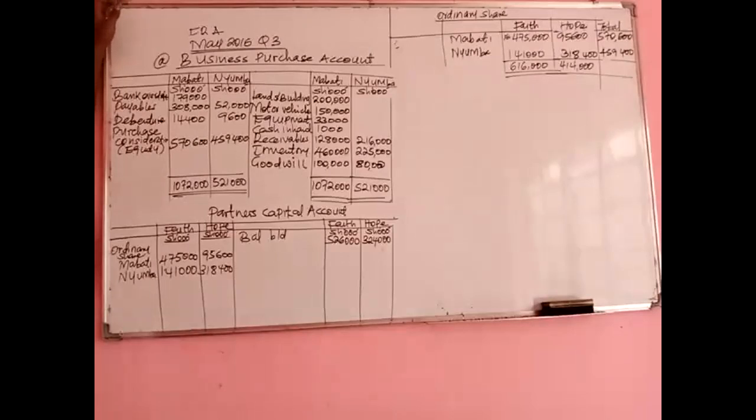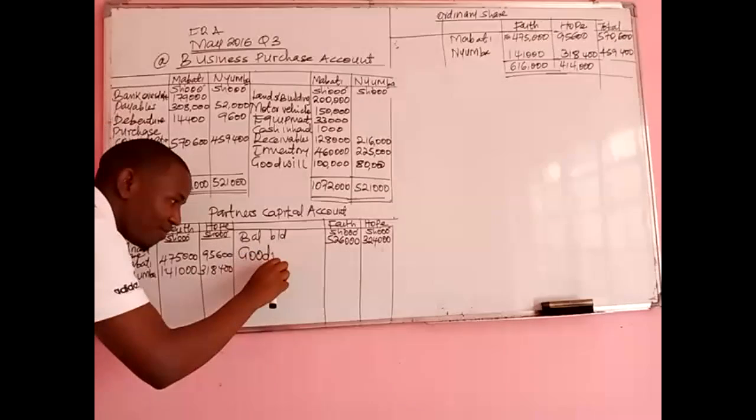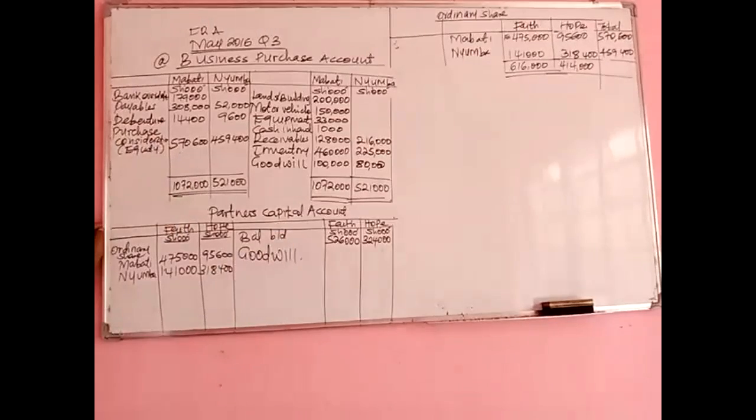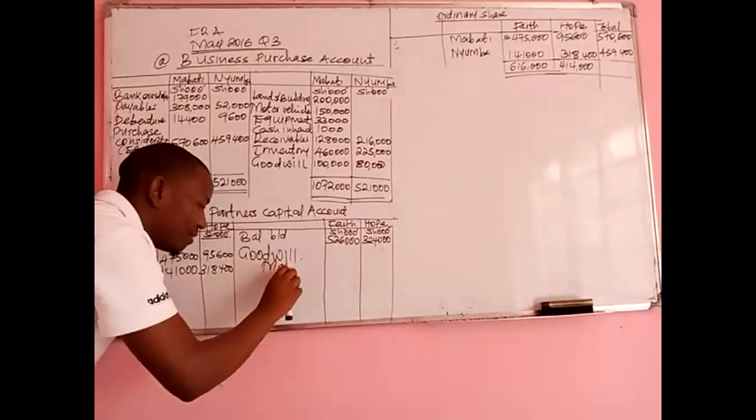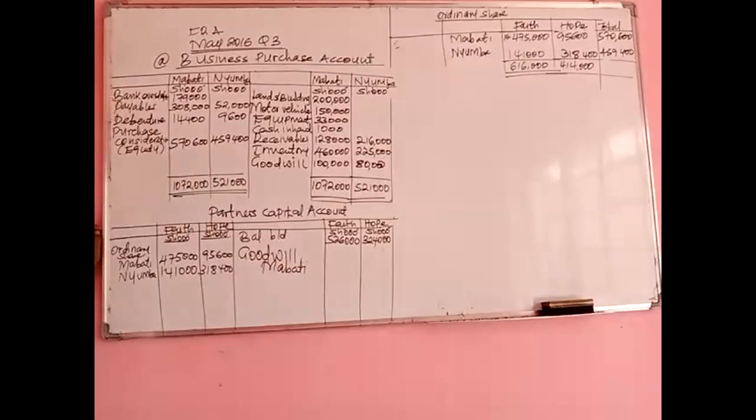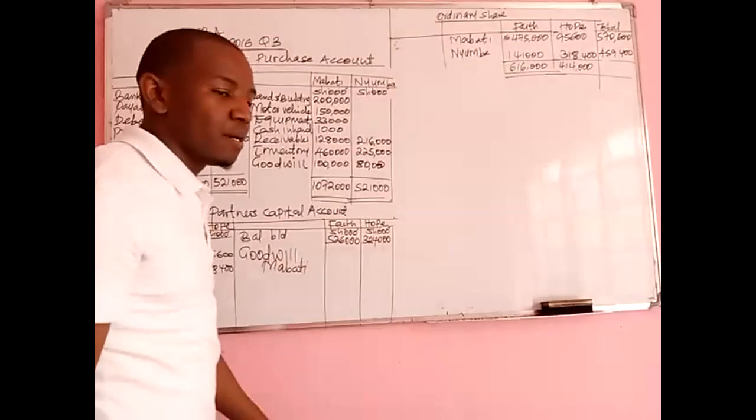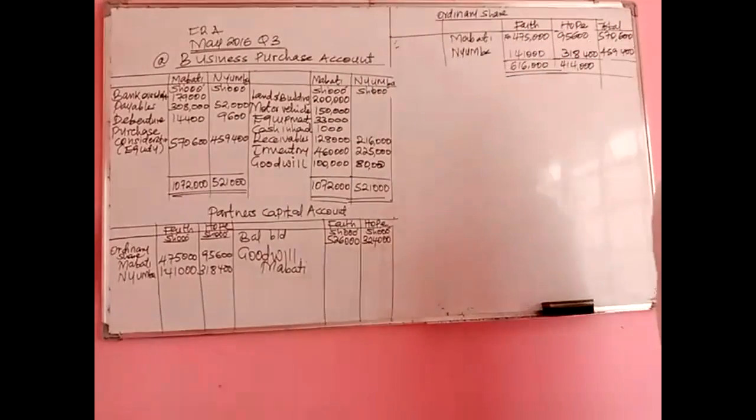Now, in partnership, when there are changes in partnership, the goodwill of the partnership should be valued. Are we together? And how do you value the goodwill? You share it to the partners using their profit and loss sharing ratio. So I also value the goodwill here. I begin with the goodwill for Mabati. What was the goodwill for Mabati? 100,000. So share the goodwill using the profit and loss sharing ratio.